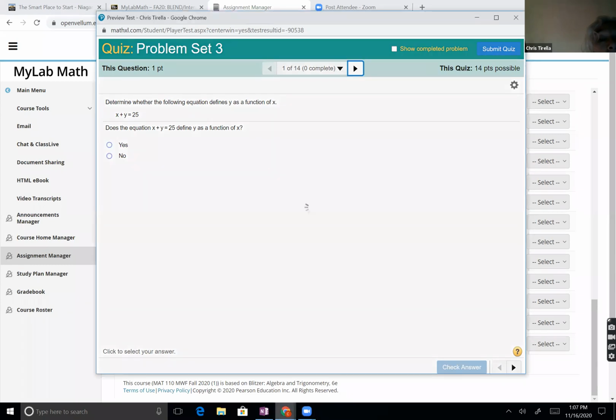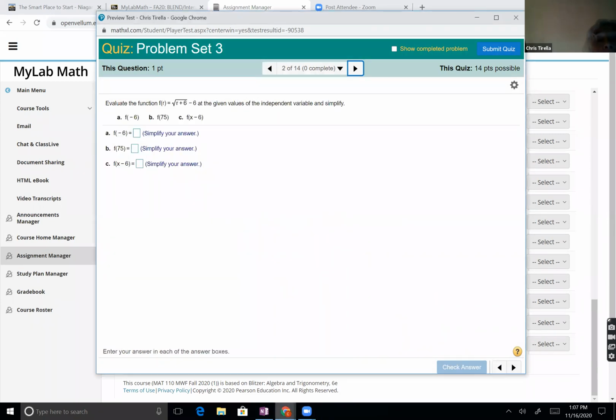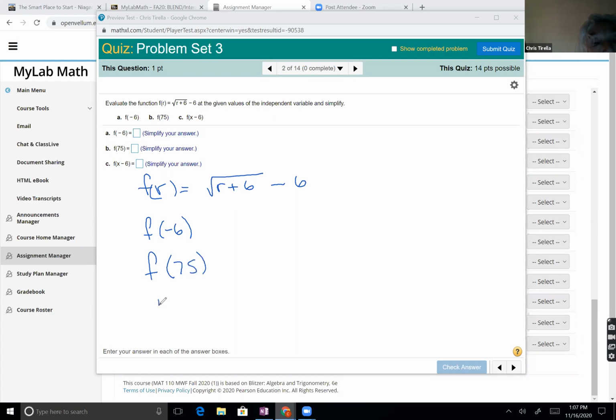Next question asks us to evaluate the function f of r equals the square root of r plus 6 minus 6. We want to find f of negative 6, f of 75, and f of x minus 6. I'm going to shut up and ask you folks to please do each of these and tell me what you get.